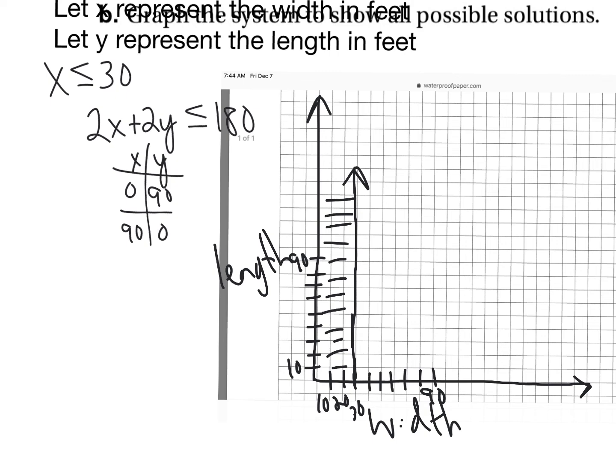And then the other one, you'd have 0, 90, and 90, 0. That would be a solid line also. If you try 0, 0, it technically works, so we'd shade below that line. And you can see shading below that, this one part's not going to work. So it's going to be kind of this trapezoid area over here is what would work on that one.